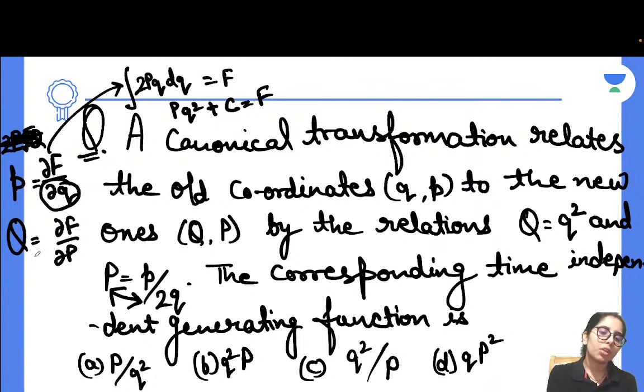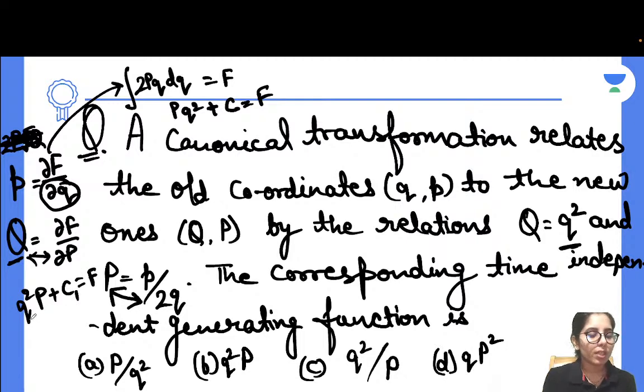Now other than this, for this one, if I do the cross multiplication and integration, I already have the value of capital Q in terms of small q, which I want in my answer. So I'm going to plug it in here. It will give me q square and capital P after integration plus constant, let's say C1, is equal to F. In that case, you can see q square P, and the constant is there, but I don't need any additional term, and I didn't get it in any of the expressions. So my generating function is q square P, that is option B, and that's the right answer.